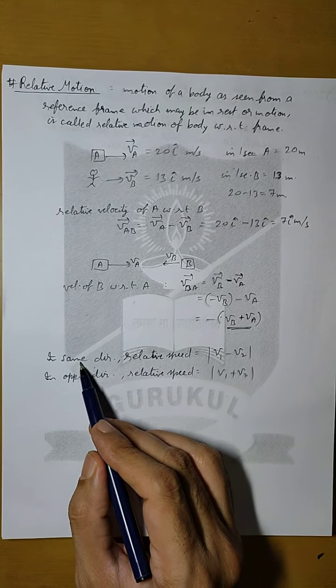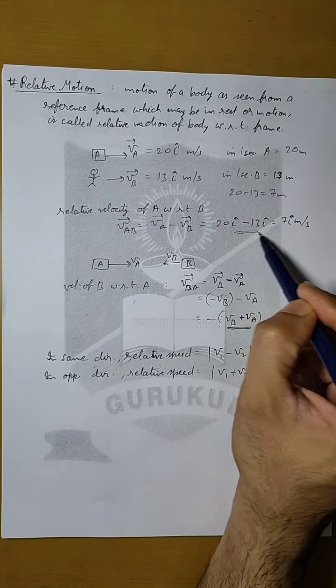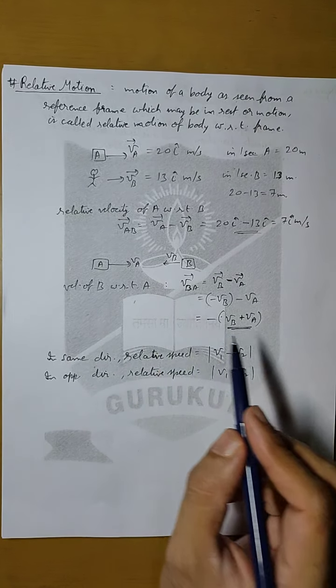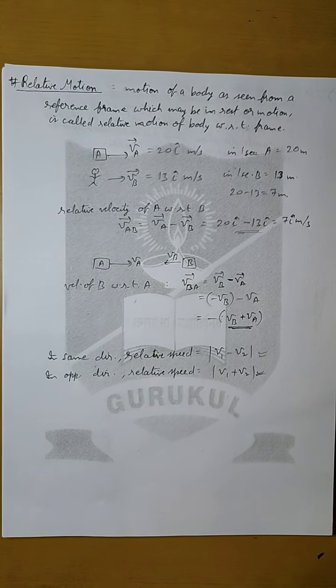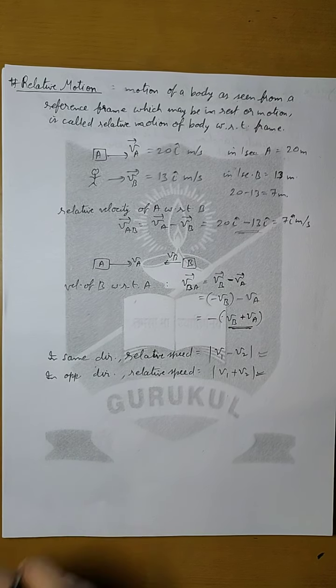So when the bodies are moving in the same direction, like here, their velocities will be subtracted to find the relative velocity, and when they are moving in opposite direction, their velocities will be added to find the relative velocity. So this is what we have already studied. Now let us do some examples on this topic.